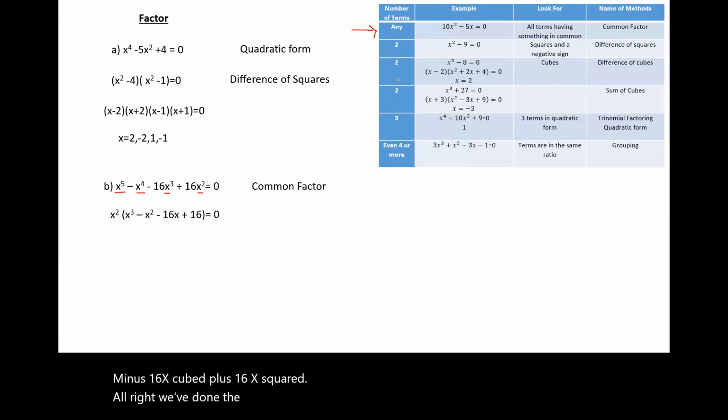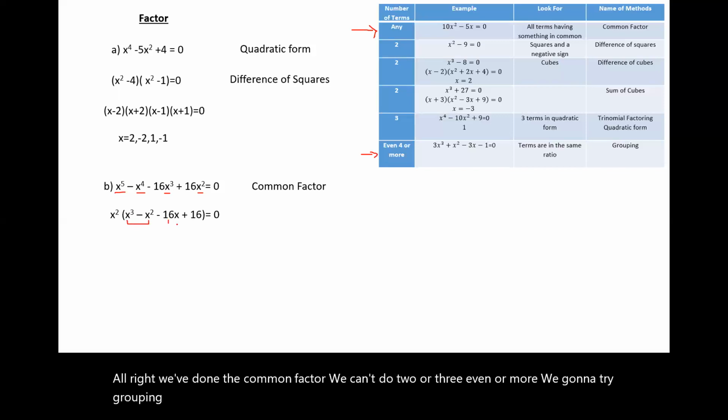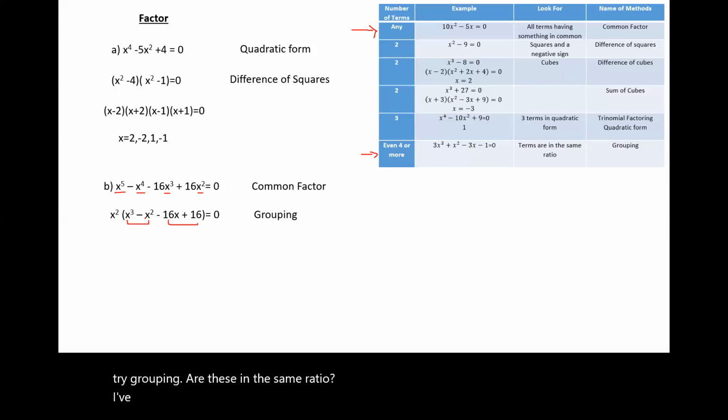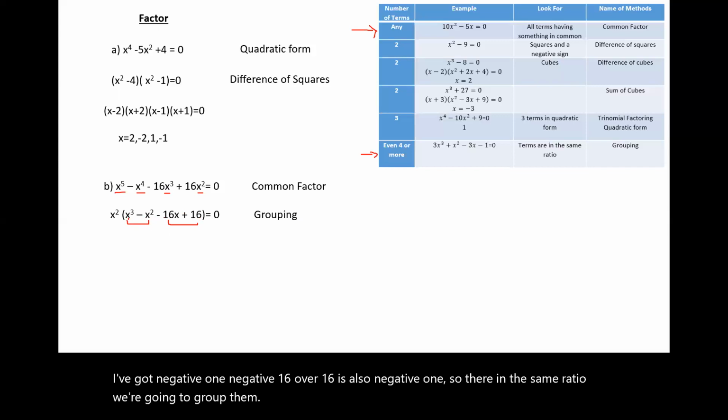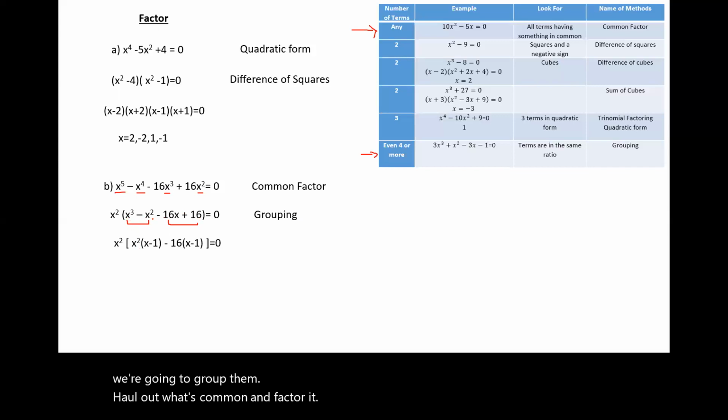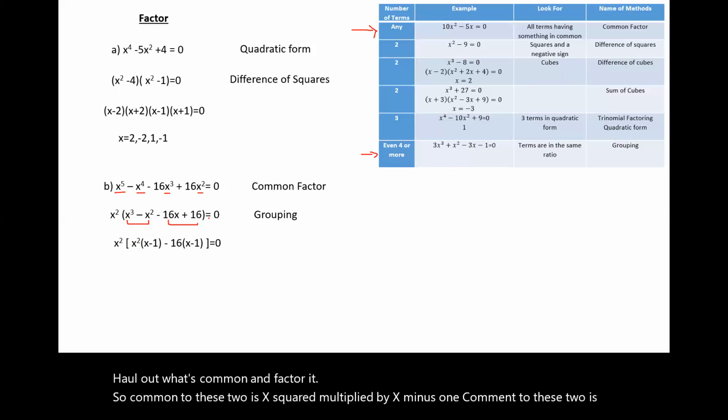We can't do 2 or 3, even or more. We're going to try grouping. Are these in the same ratio? I've got -1. -16 over 16 is also -1. So they're in the same ratio. We're going to group them. Haul out what's common and factor it. So common to these two is x squared multiplied by x minus 1. Common to these two is 16 multiplied by x minus 1.